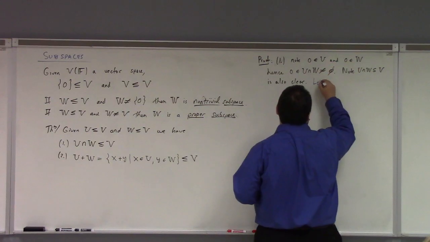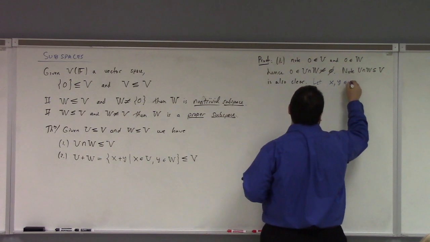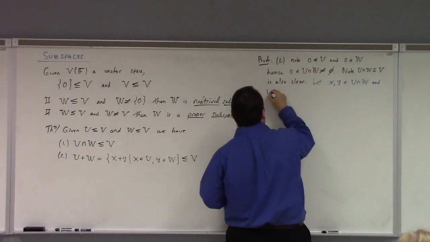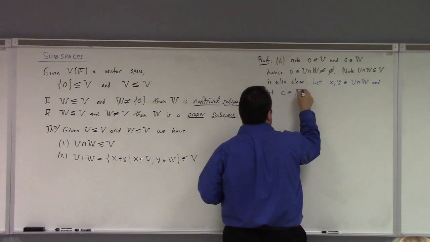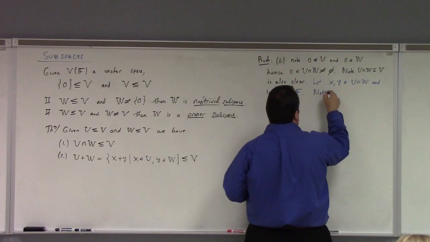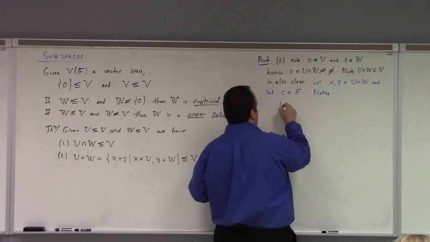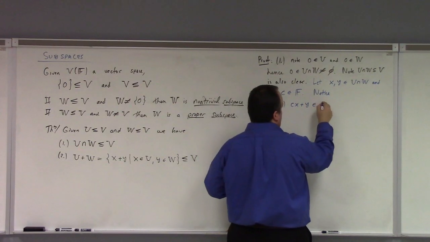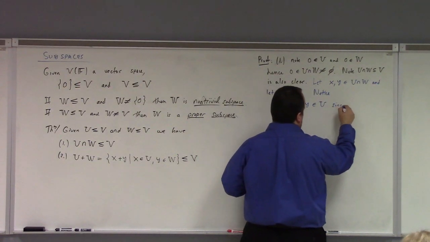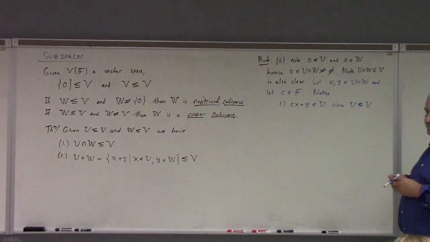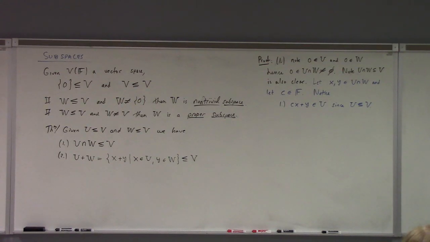Let X and Y be elements of U intersect W, and let C be a number in the field. Notice, like number 1, Cx plus y is an element of U since U is a subspace of V. Right? Because a subspace is closed under scalar multiplication and addition.